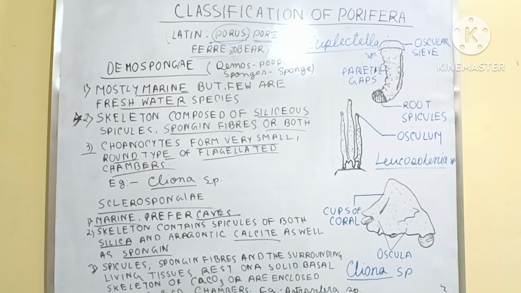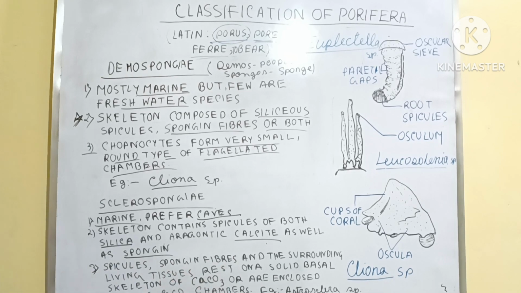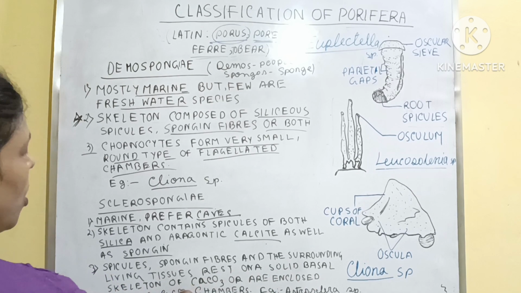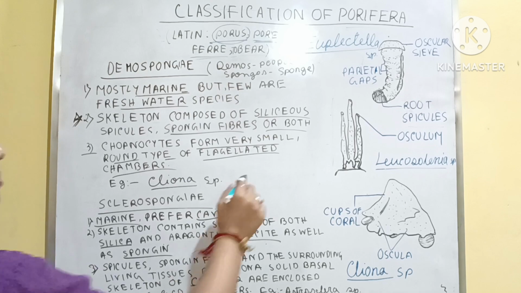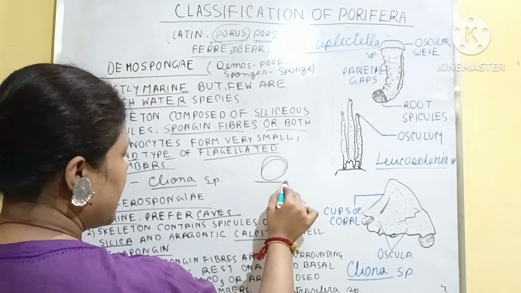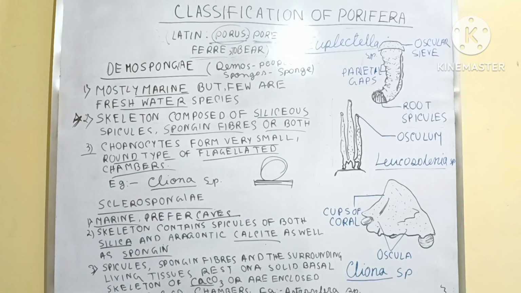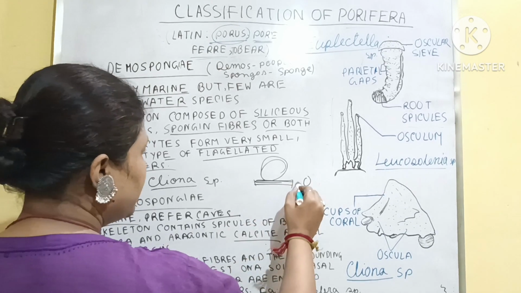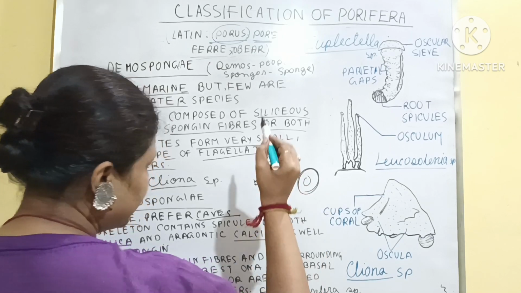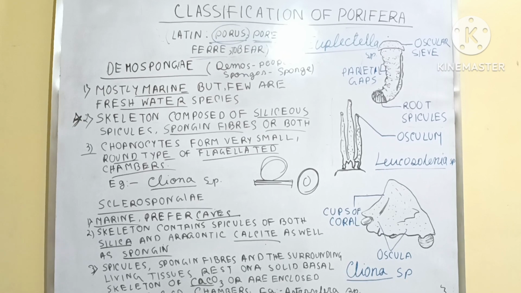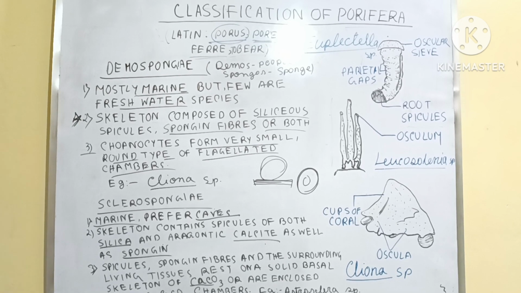And third one is the spicules, spongin fibers and the surrounding living tissues that rest on a solid basal skeleton of calcium carbonate. That means the body part, and the base is also made up of calcium carbonate. Or sometimes they remain within a calcium carbonate containing chamber. Clear? So these are the three characters of the Sclerospongiae, and the example is the Astrosclera species.